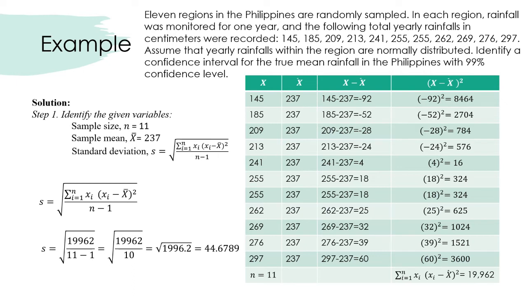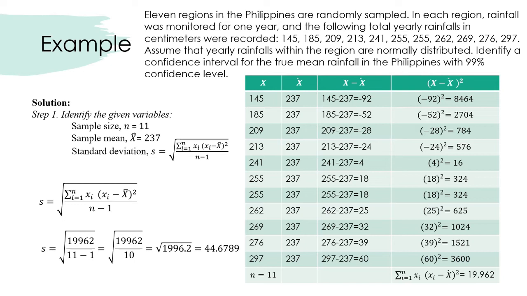So for our x, we will now have 145, 185, 209, 213, 241, 255, 255, 262, 269, 276, and 297. I'm talking about the data that is in the table. Okay, so our x bar is 237. We will subtract our x and our x bar. That is 145 minus 237 is equal to negative 92.